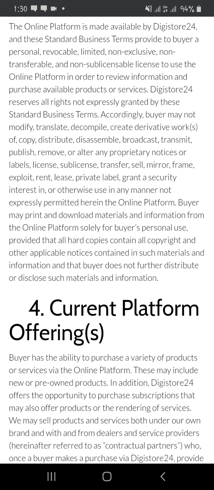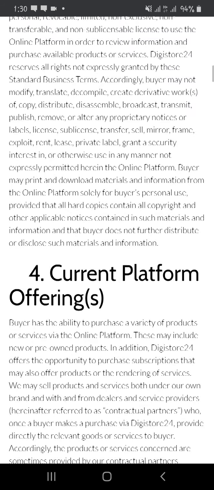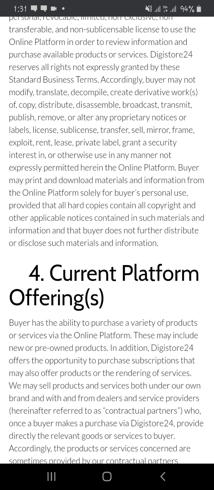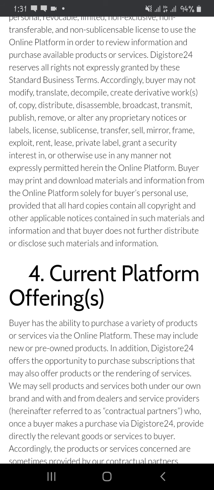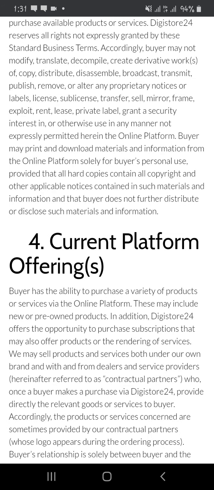Current platform offerings. Buyers have the ability to purchase a variety of products or services via the online platform. These may include new or pre-owned products. In addition, Digistore24 offers the opportunity to purchase a subscription that may also offer products or the rendering of services. We offer all products and services both under our own brand and with and from dealers and service providers, hereinafter referred to as contractual partners, who, once a buyer makes a purchase via Digistore24, provide directly the relevant goods or services.